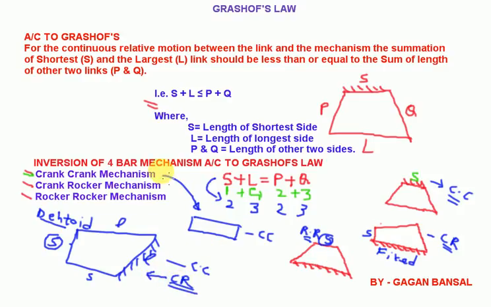And also in the third case, when S plus L is greater than P plus Q, that is, the length of the shortest plus longest is greater than P plus Q, in that case it is always a rocker mechanism. So, is that clear? Thank you.